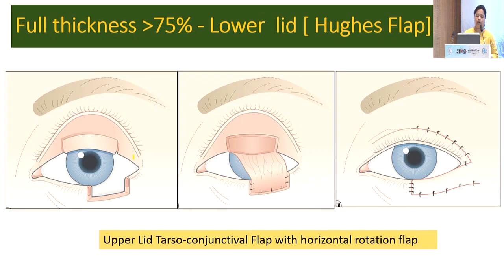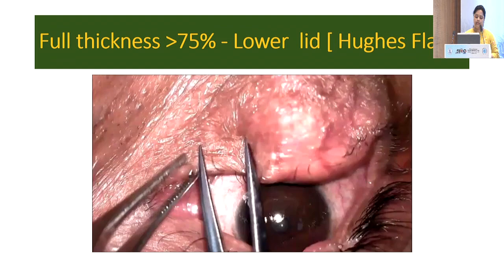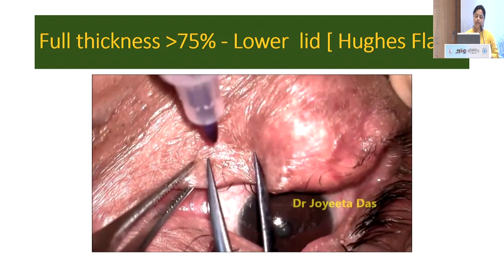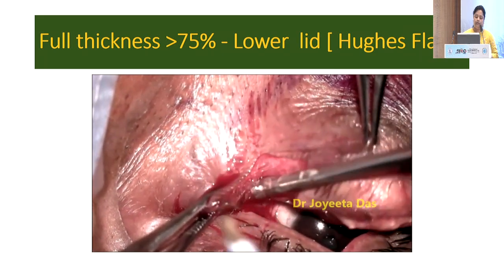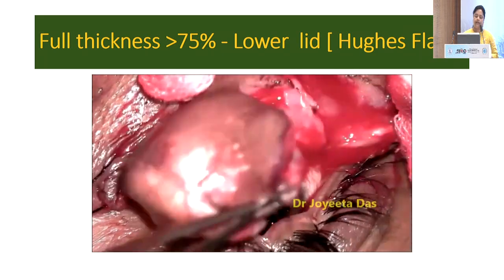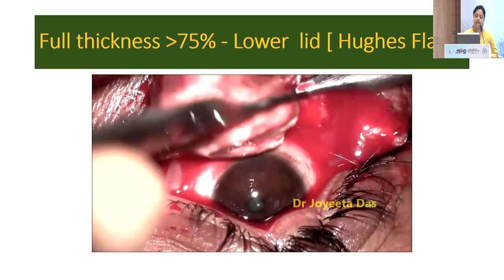Next is, if it is lower lid, more than 75% defect, you can do a Hughes flap, that is an upper lid tarsoconjunctival flap shifted to the lower lid, and the anterior lamella is formed by either a free skin graft or a pedicle graft from the upper lid. This is a short video clipping of the Hughes flap. First, after the tumor dissection, this is the gap defect.